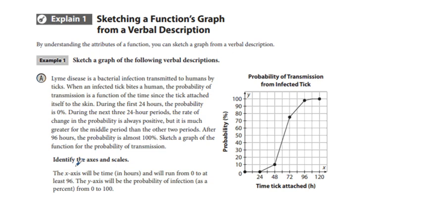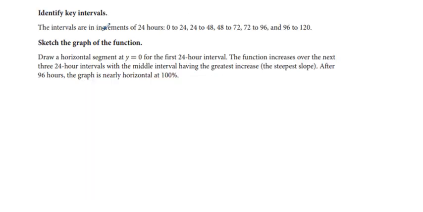And then we identify the axes and the scale. The x-axis will be time in hours and will run from 0 to at least 96. And here we have hours along the x-axis. The y-axis will be the probability of infection as a percent from 0 to 100. And so here we see the graph, the probability shows up on this y-axis. Identify key intervals. The intervals are in increments of 24 hours: 0 to 24 hours, 24 to 48 hours, 48 to 72 hours, 72 to 96 hours, and 96 to 120 hours.